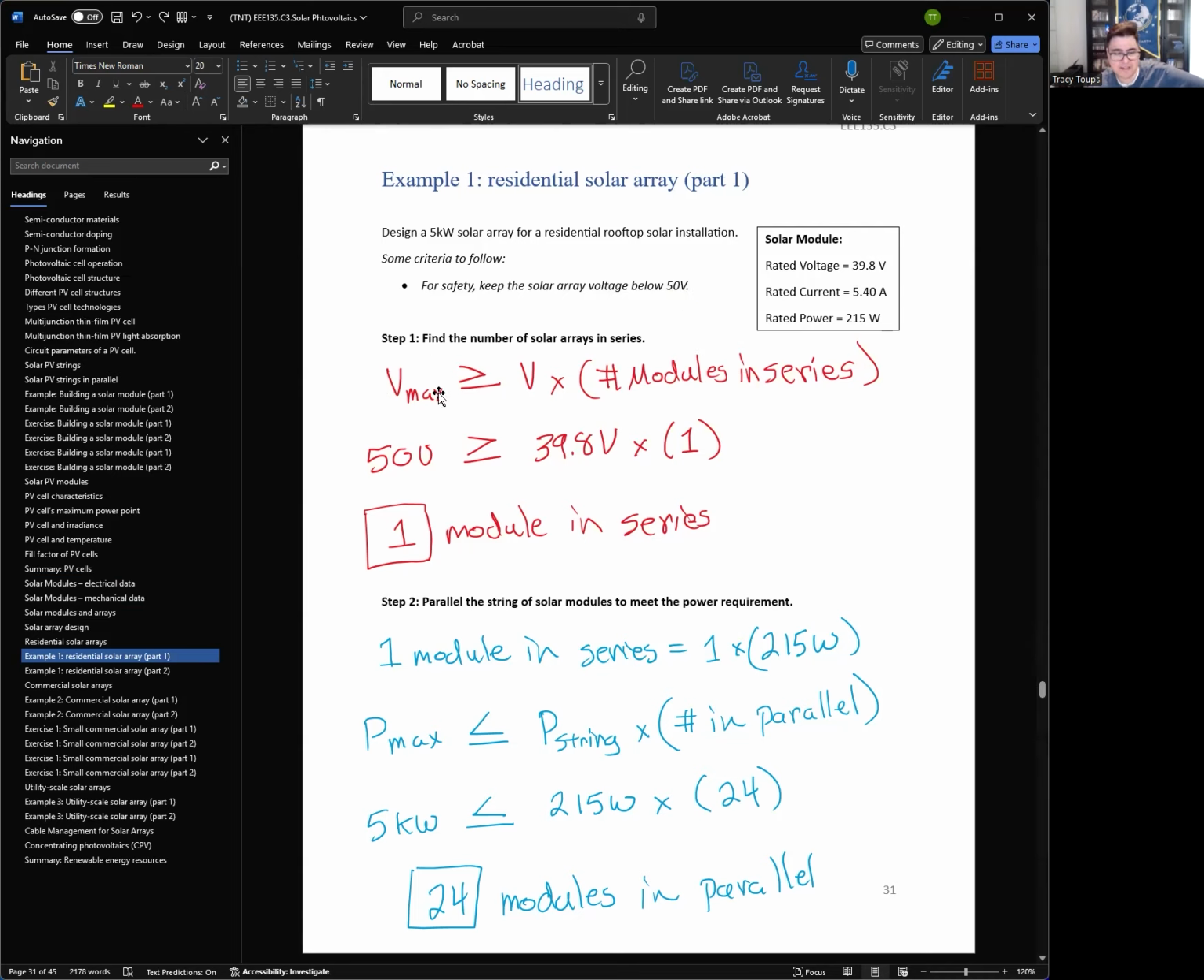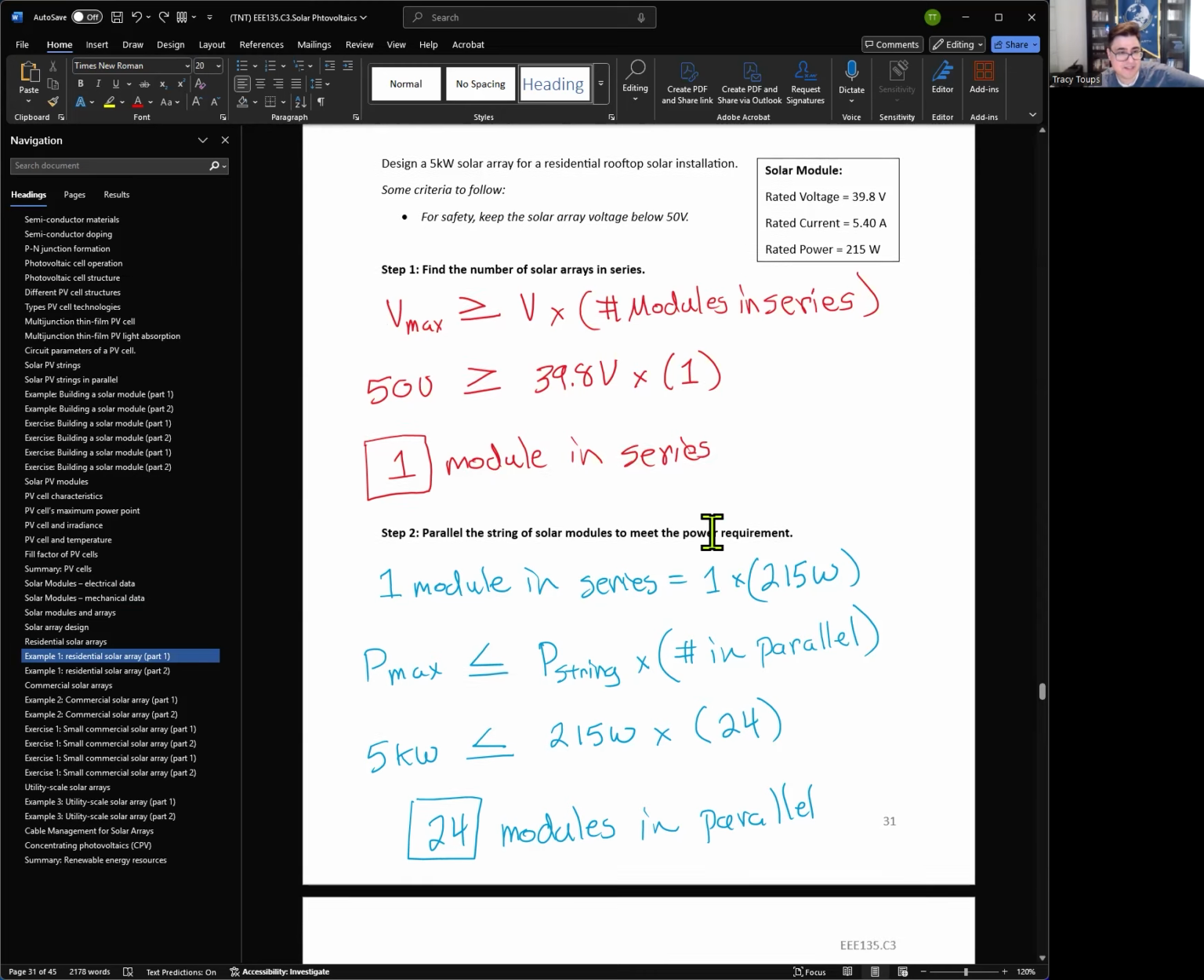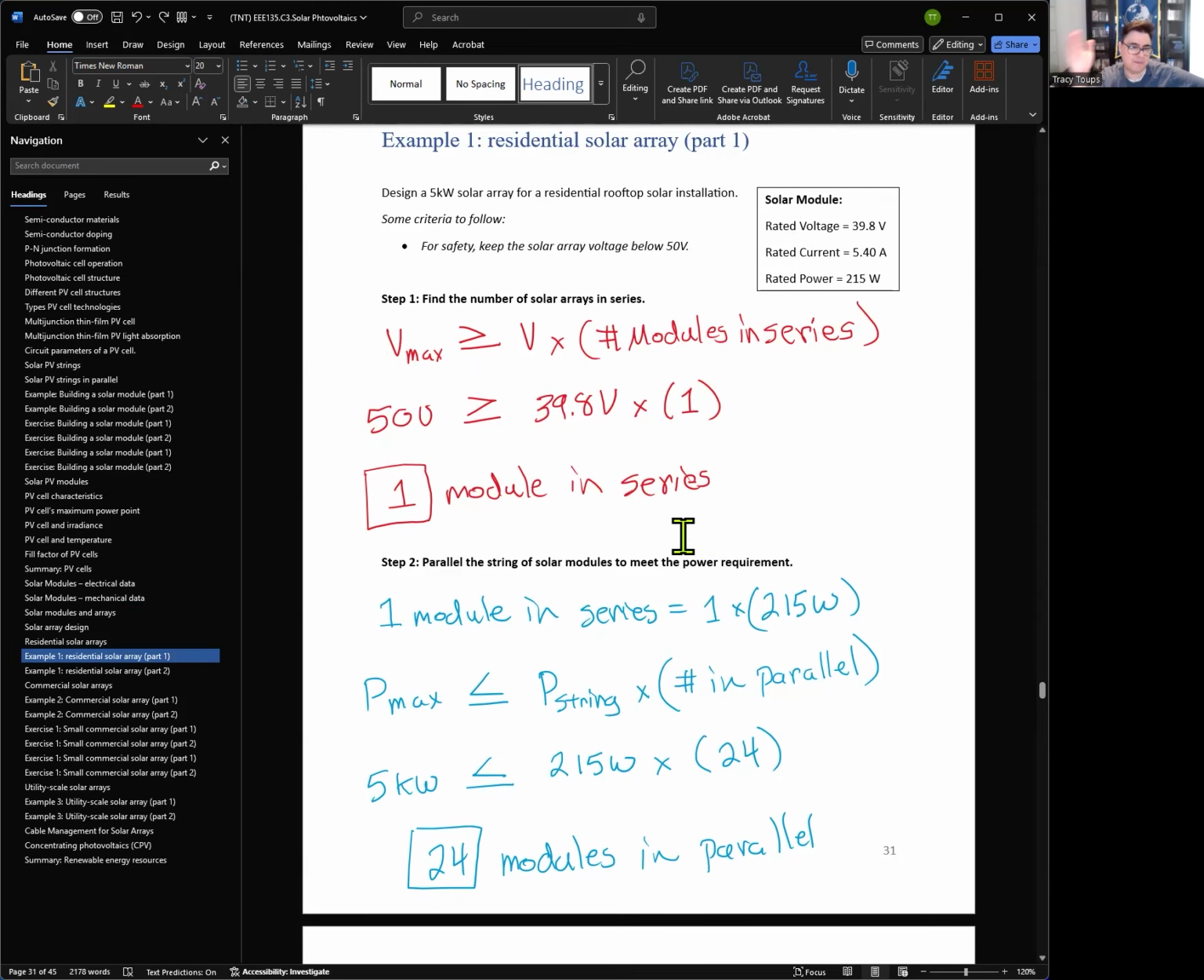So first thing is, let's look at the voltage. We have to be less than the maximum voltage, so equal or max of 50 volts. So we have V times the number of modules in series. This would be 39.8 volts. Well, we can only put one. If we put two, it's going to go up to 80. It's going to be too much. So it's very easy right now, just literally one module in series. Now we're going to take individual modules and put them in parallel.